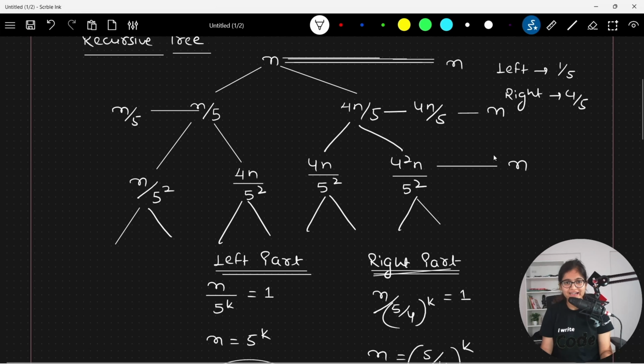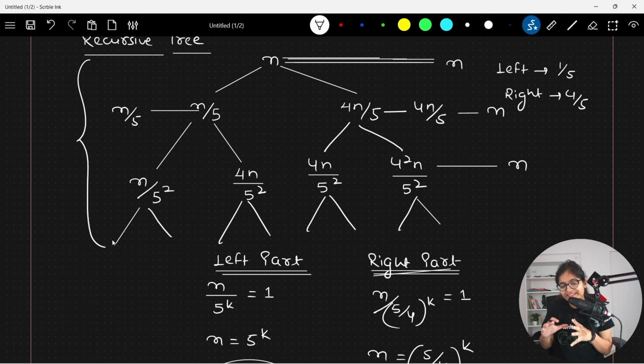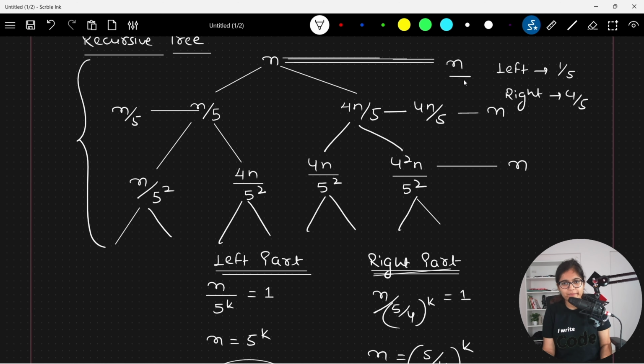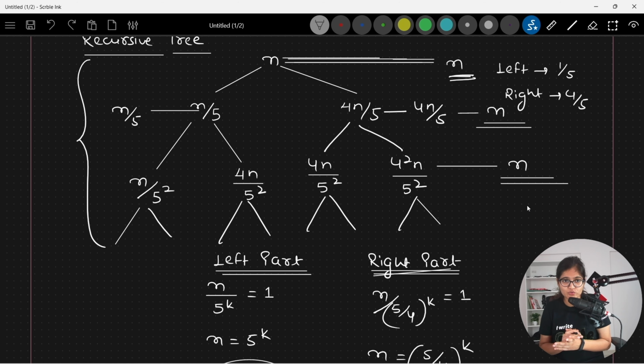Basically, we have to create this recursive tree. In this recursive tree, we need to calculate how many levels we have to create, and at every level, what the effective cost is. If the cost is different at every level, suppose here n is coming, here n/2 or n/4 is coming, here n/8 is coming, at that point you need to add every cost until k levels. But here, because the cost is the same, we can directly multiply as well. I hope I am making sense to everyone.